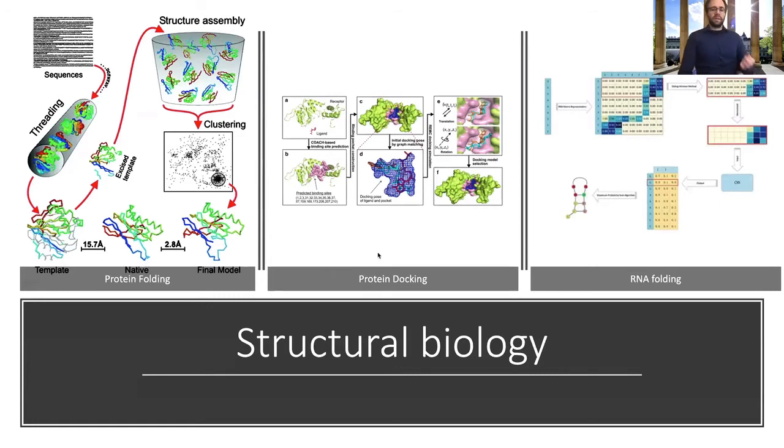Protein docking is really important for understanding how proteins interact with ligands, for instance in drug development, because you can imagine a protein and a ligand being like a lock and a key, and they need to fit together. And RNA folding is another example. We're talking about RNA, and based on how it folds, it can have an effect on gene expression.